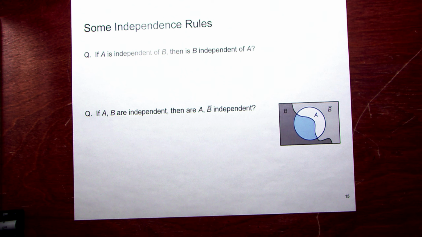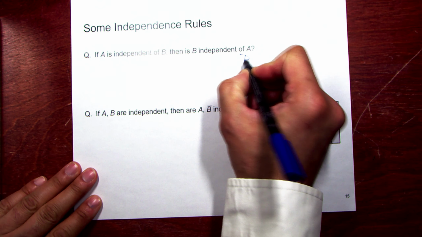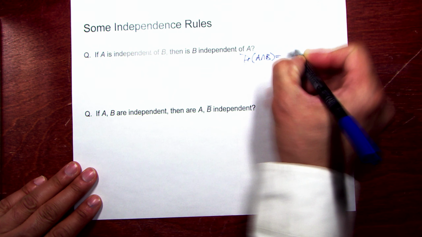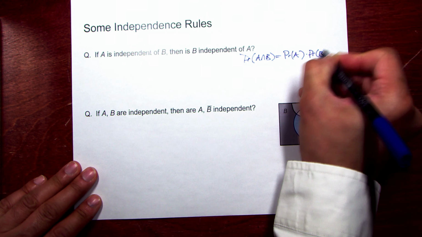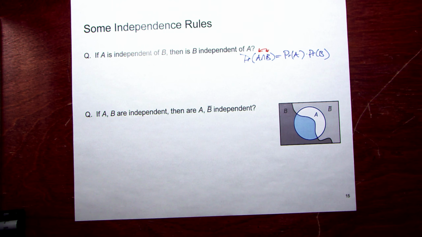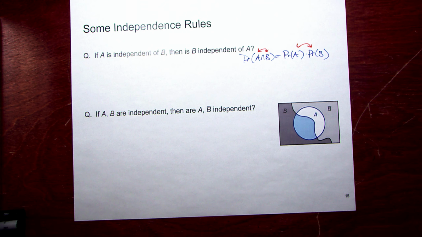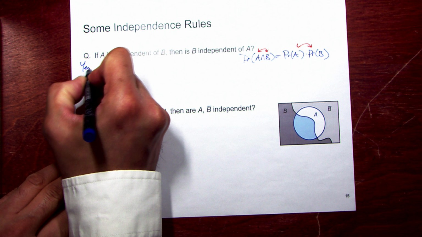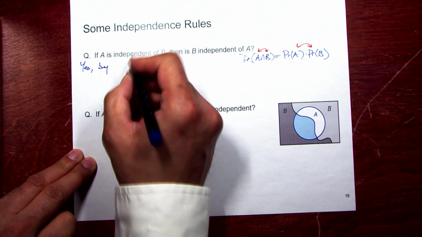Maybe I'll just write it down. If you have probability of A intersect B equals the probability of A times the probability of B, there's nothing tied to the order of this, right? So you can flop the A and B due to commutativity, and you can flop this multiplication because multiplication is commutative as well. So yes, by the commutativity of things, either multiplication or intersect.